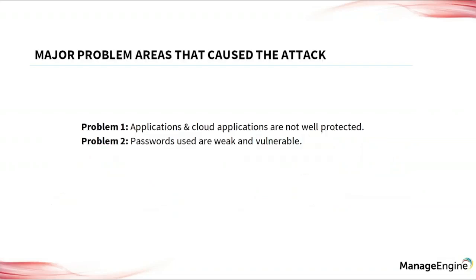So what caused this attack? Two problems actually caused this attack, right? The first problem is that our cloud applications are not well protected, right? We saw it. We performed the attack on the Outlook Web Access portal of an on-prem Exchange server, right? And the second problem is that the passwords we used are extremely weak. They are extremely vulnerable, right? Had we used strong passwords, this could have been a partial win-win for us, right?